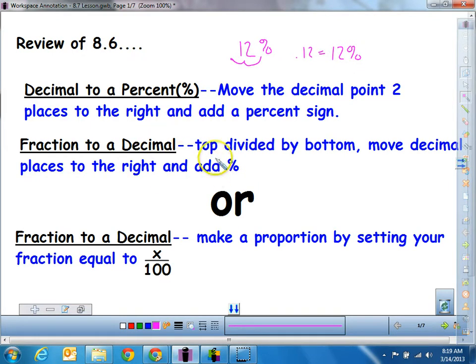Changing a fraction to a decimal, it's top divided by bottom. And then if we need to make it a percent, we move the decimal 2 places to the right and add a percent. So all we're doing is taking it from a fraction to a decimal, and then we do this. So top divided by bottom. Or you can always, if you don't want to do it that way, make a proportion by setting your fraction equal to x over 100. So if you had, let's say, 4/5, you could do 4 divided by 5, and now you're able to use calculators as long as you show me what you're doing.